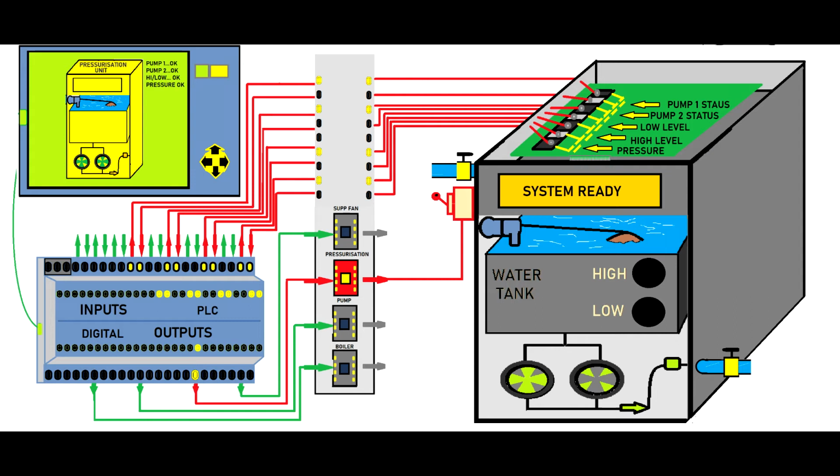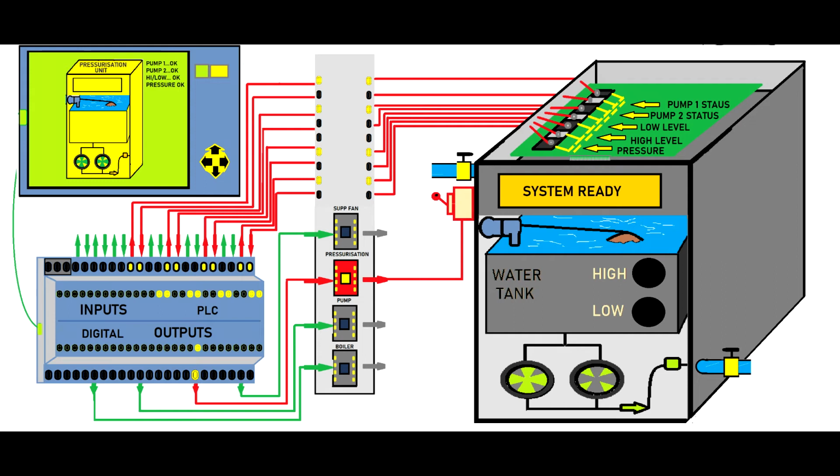But don't get me wrong, it's very expensive to do a very complex integration. So what would people do? They will connect in series all these faults from this pressurization unit, and you will have just a common alarm. As far as I'm concerned here, you will see more wires that go into this PLC. So you will have the pump status, pump 1, pump 2, you have the low level status, high level status, and the pressure status. This is a beautiful integration.